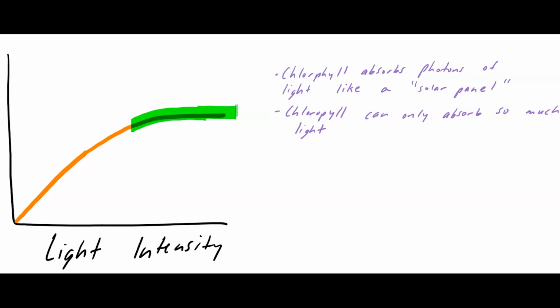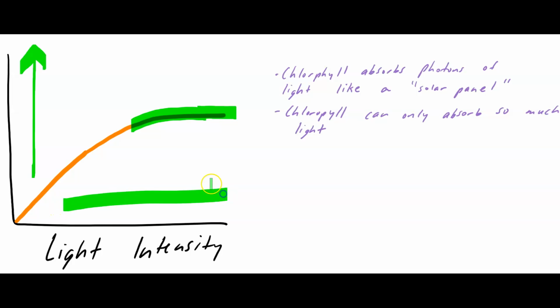So again, chlorophyll can only absorb so much light. So as the amount of light intensity increases, so does the rate of photosynthesis. All right, and then we get that plateau. It's going to be very similar as we take a look at carbon dioxide concentration. The graph is going to be very similar to this one.